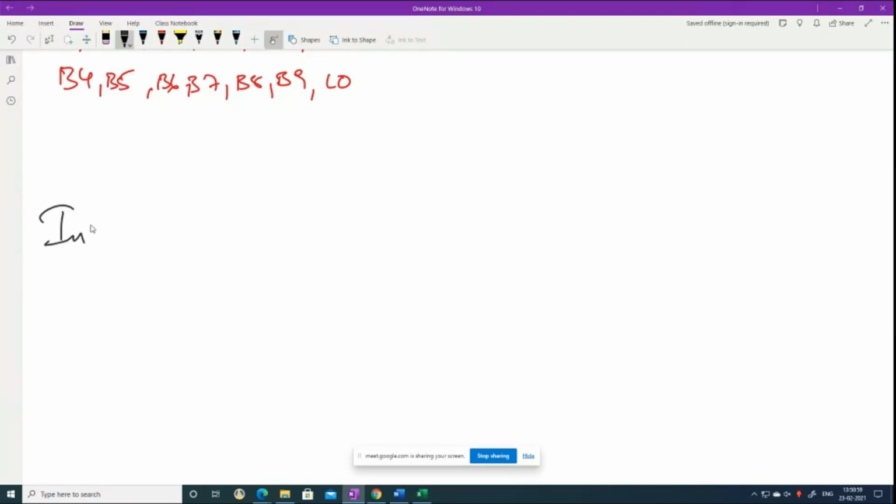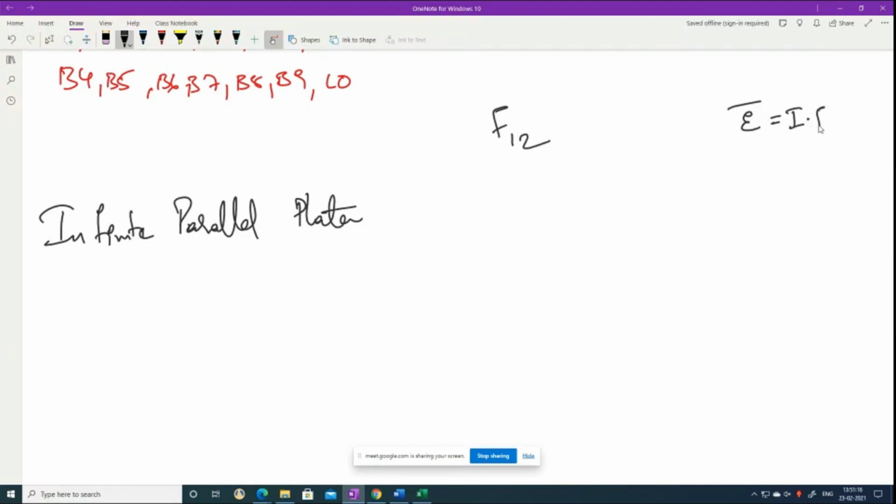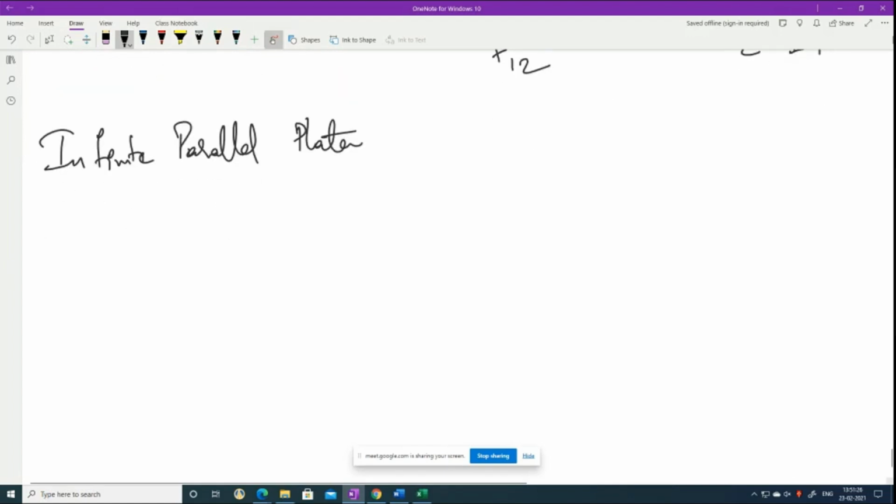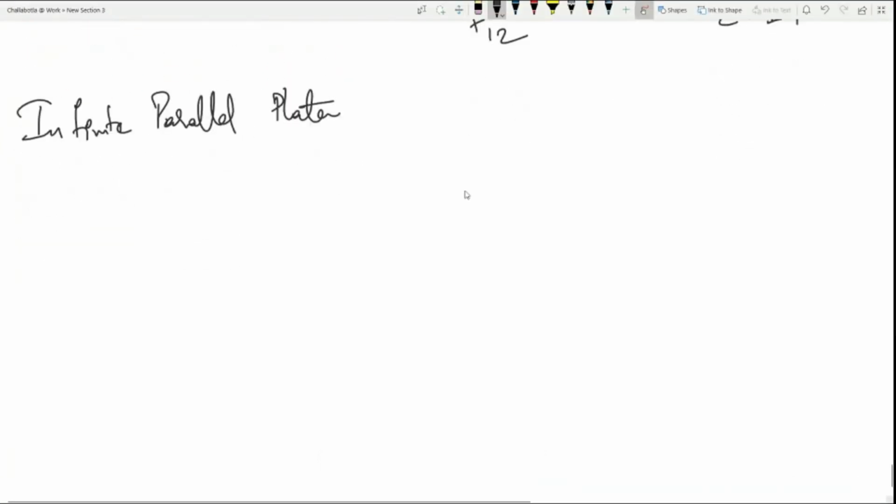If you take the case of infinite parallel plates, you will have the F12 formula and equivalent emissivity, or E bar, or interchange factor. These formulas are there here. So there is one more case which you may come across in the problems. That one is a small body in a big enclosure.